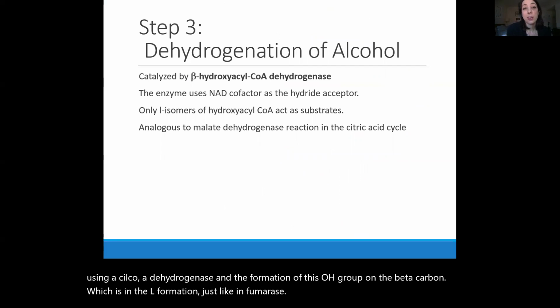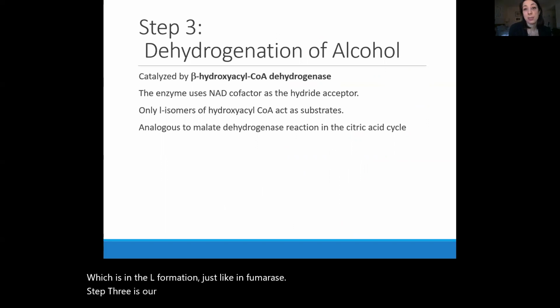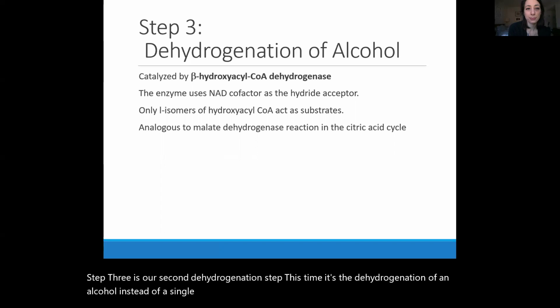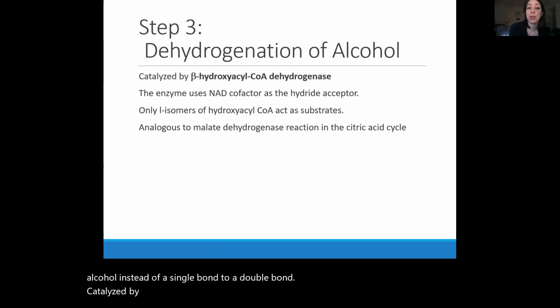Step 3 is our second dehydrogenation step. This time it's the dehydrogenation of an alcohol instead of a single bond to a double bond, catalyzed by beta-hydroxyacyl-CoA dehydrogenase. This again uses NAD as the acceptor instead of FAD.